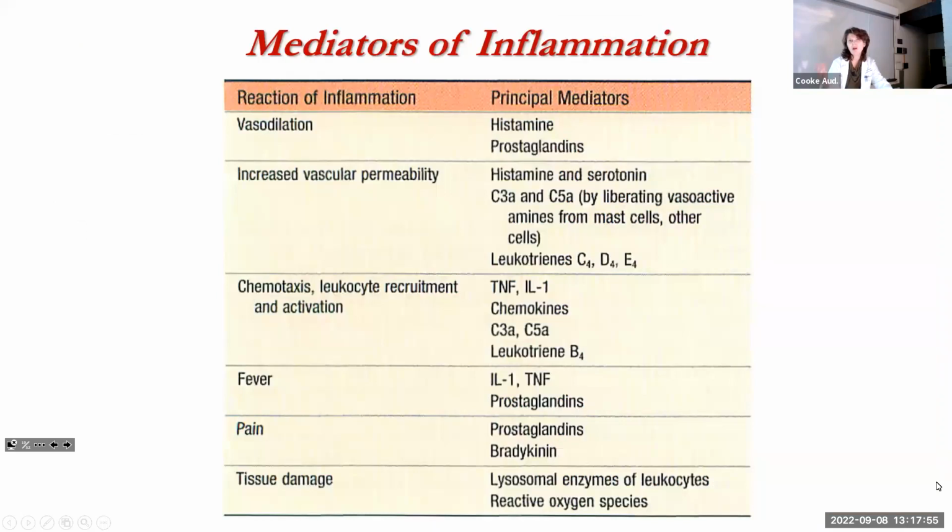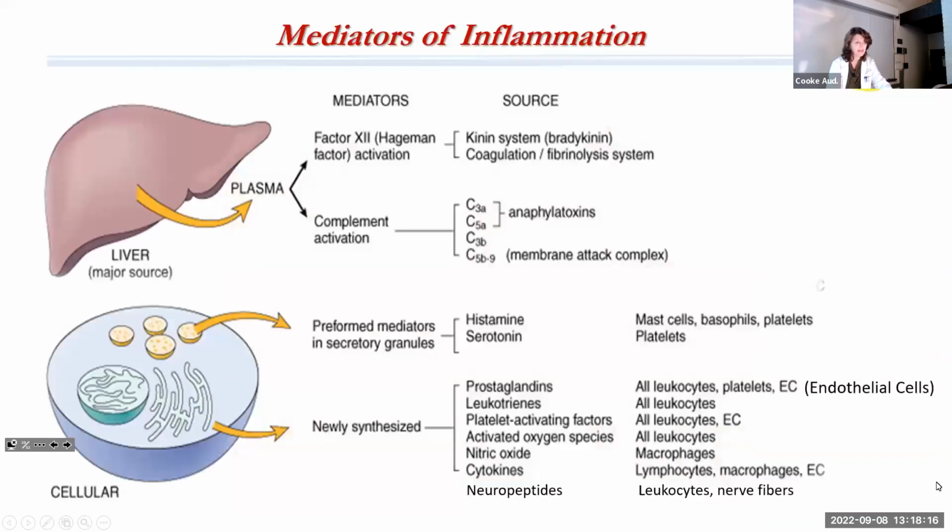If you want to look at the problem from the opposite angle, you can learn what are the main reactions of inflammation, such as vasodilation, increased vascular permeability, fever, pain, and so on. And you can look at this table and see which are the principal mediators that have this reaction. Whatever way you want to learn it, just keep coming back to these two tables.